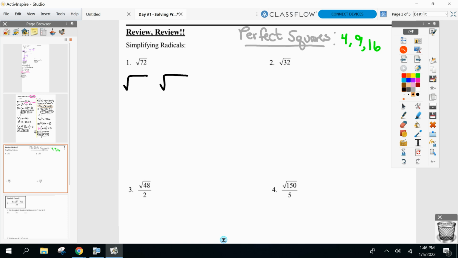It's got to go in evenly. Not just the biggest one, evenly. And other than 9, what's the biggest one? 36. Correct. 36. So I put a 36 under the first one. And what do you have to multiply 36 by to get 72? 2. Square root of 36? 6. And then the radical 2 comes along for the ride. There it is. 6 radical 2.